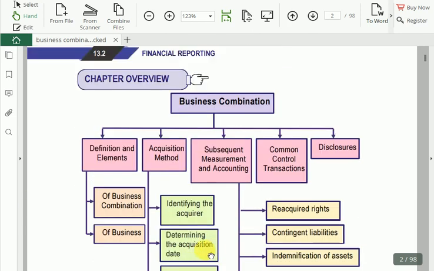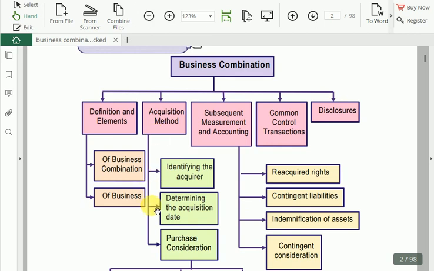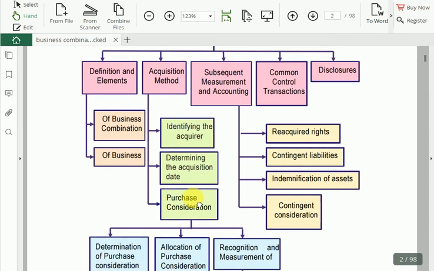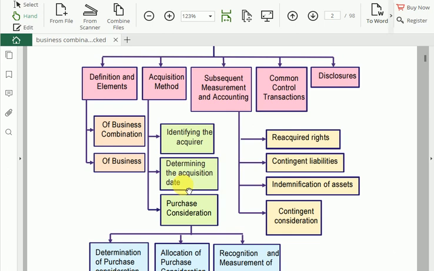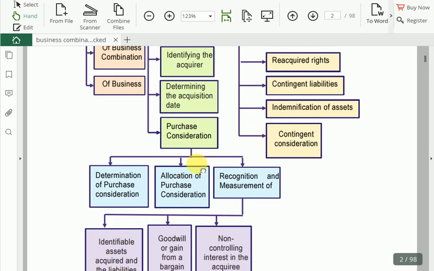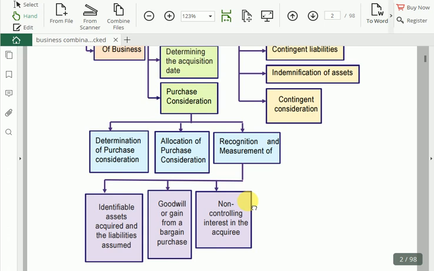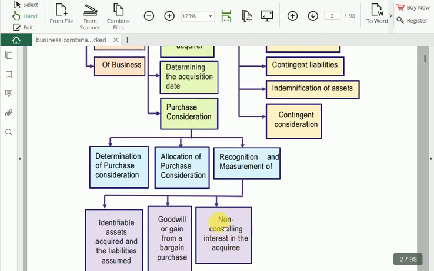We are directly coming to the chapter overview: definition and elements. Then the acquisition method, where there is the definition of business combination. We will also see the definition of business. Then in the acquisition method part, we will see identifying the acquirer and determining the acquisition date. Then PC, after deciding the PC, we will see determination of purchase consideration, allocation of purchase consideration, and recognition and measurement of non-controlling interest. That is all part of this chapter.